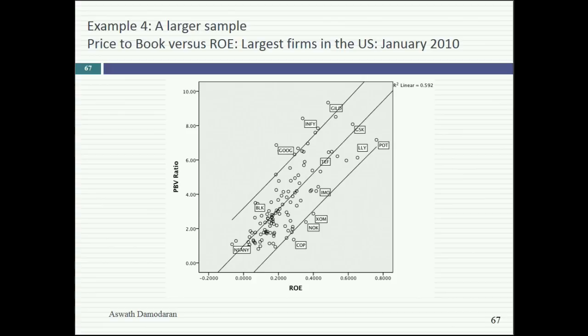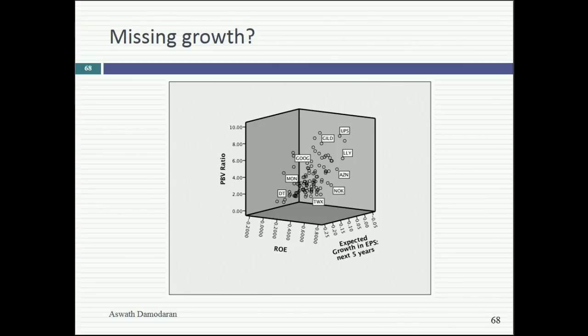I have only 2 axes, right? Price to book, return on equity. Can I do a 3-dimensional graph? In fact, in Excel, you can do a 3-dimensional graph. It's crazy as hell to even read, because it looks like a cardboard box. It's 3-dimensional. So I want you to help me.